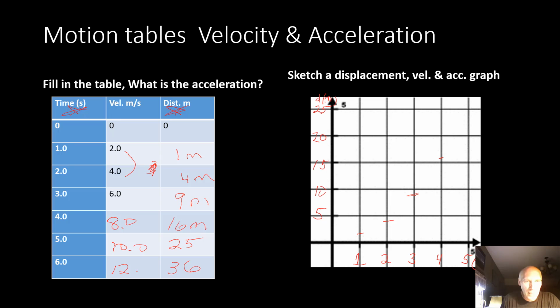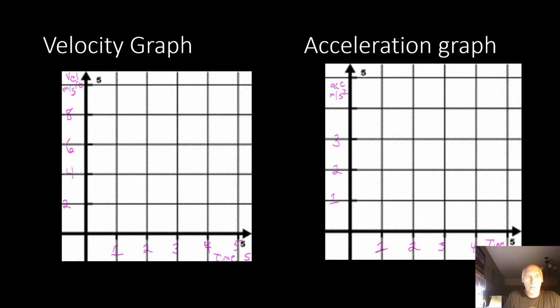Finally, after 5 seconds, we're 25 meters. You should have a nice parabolic graph like that. So there's your displacement graph. Finally, your velocity graph is going to look like this. After 1 second, you're going 2 meters per second. That's going to look just like the falling rock one, a nice linear line, straight up like that.